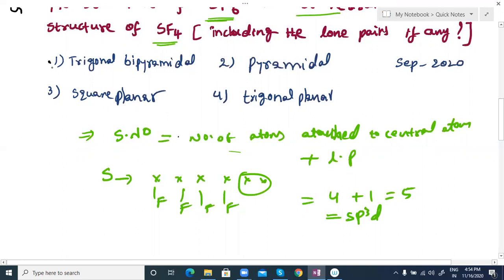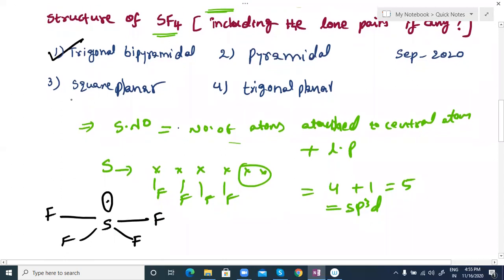So the answer is 1. But the shape here is seesaw geometry. This is directly from an NCERT book question. So if you study the NCERT book properly, you can get everything perfectly. You don't need to go to any coaching center also. So the geometry is trigonal bipyramidal and the shape is seesaw.